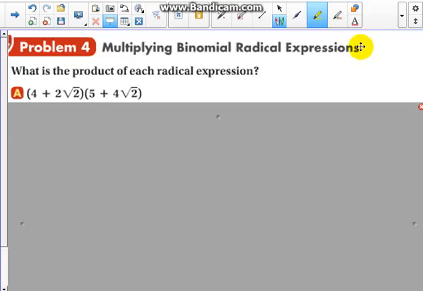Okay, continuing with Algebra 2, 6-3. We're on problem 4. Now we're multiplying binomial and radical expressions. What is the product of each radical expression? Well, I see a binomial times a binomial. So don't forget what we have to do. We have to FOIL, which is first, outside, inside, last.